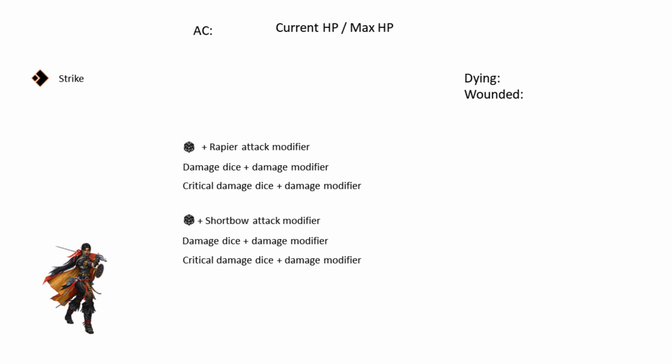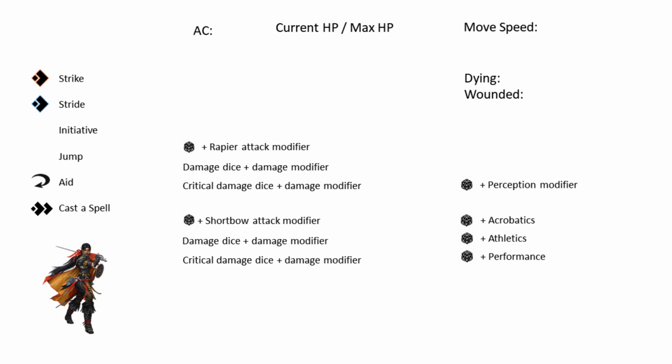You might also want to stride, in which case you'll need to know your move speed. Often initiative is rolled with a d20 plus your perception modifier. You might want to use some of your skills if you want to jump or aid an ally. We could just write down a few examples. And if you're a spellcaster, you'll need your spell attack modifier and your spell DC.